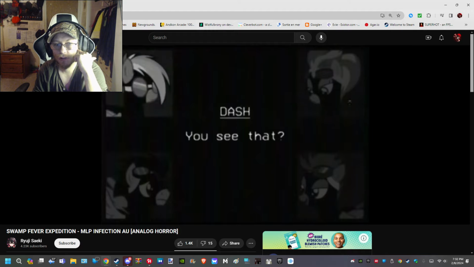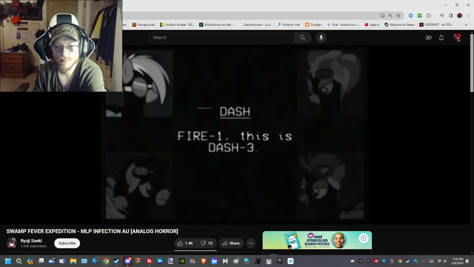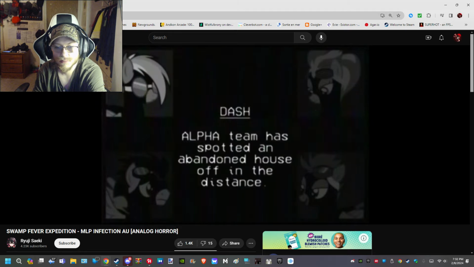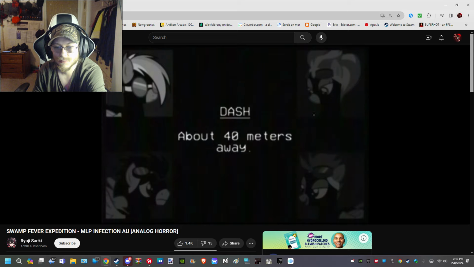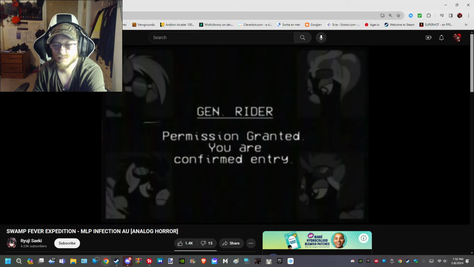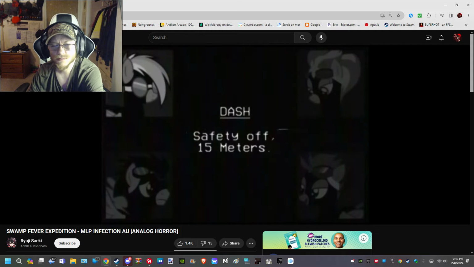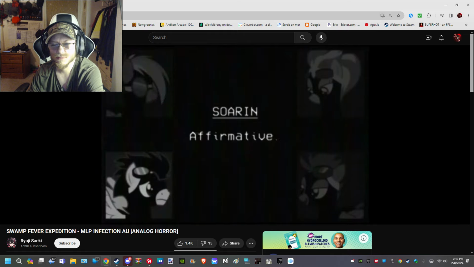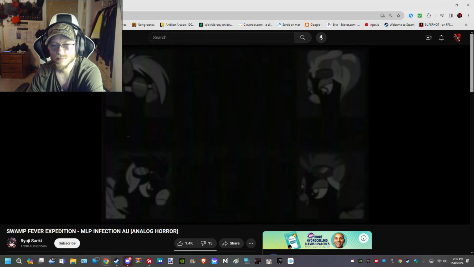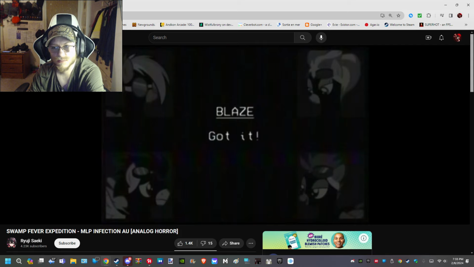You see that? Radio not. House in the distance. Looks abandoned. Fire 1, this is Dash 3. Alpha Team has spotted an abandoned house off in the distance, about 40 meters away. Confirmation to proceed. Roger, Dash 3. Permission granted. You are confirmed entry. Roger that. Isn't it by the swamps, though? Safety off 15 meters. Let's move in. Affirmative. I don't know about that, squad. Masks up. Red mold spotted. Blade. Yep. Photograph. Got it.